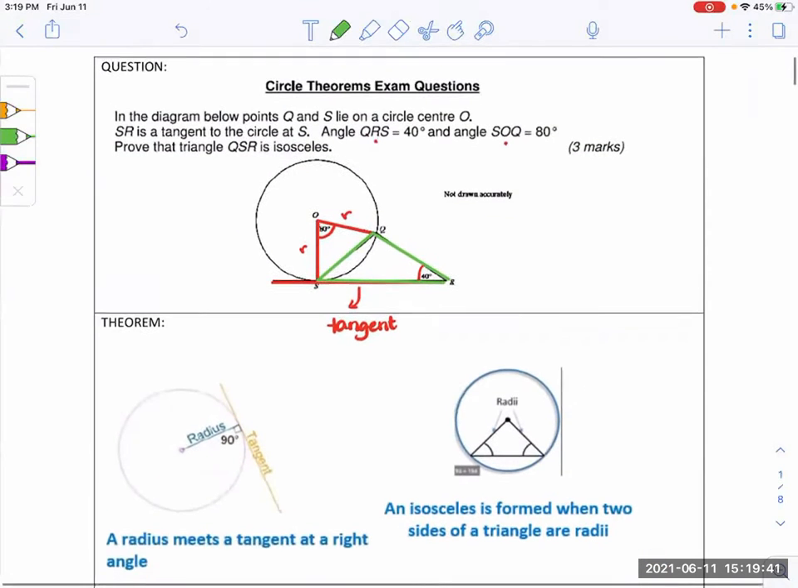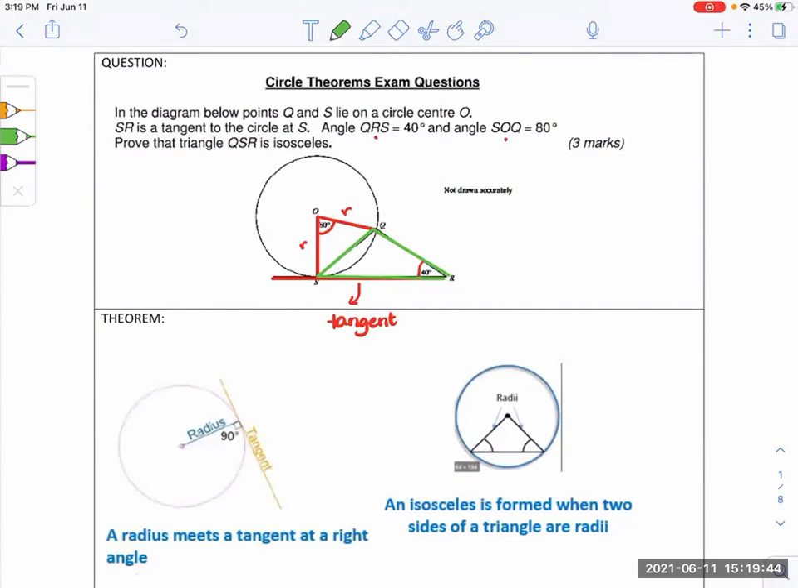Now, look at this. I have 2 theorems. Theorem 1 says that if I have a radius and it meets a tangent, the angle formed is 90 degrees. Do you all see that? Now, the second theorem says an isosceles triangle is formed where 2 sides of a triangle are the radii. Radius singular, radii plural. So here, this is a radius and this is a radius, so this angle is equal to this angle. Right?